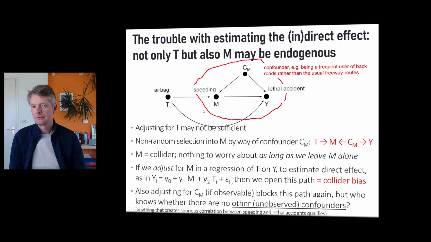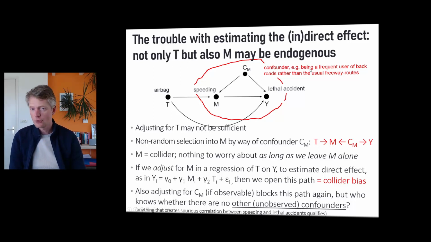People may choose some mediator, for example, in this case speeding, for reasons that are also related to the outcome. So the relationship between M and Y is likely to be biased even when we adjust for T, because there are maybe these confounders here, the CM.